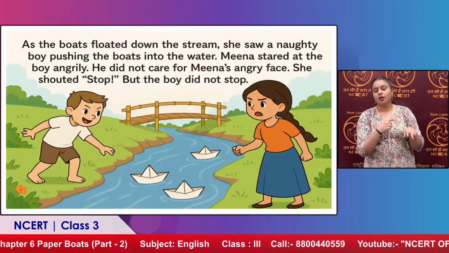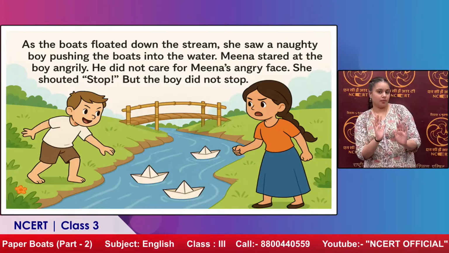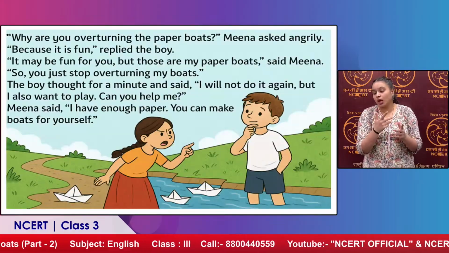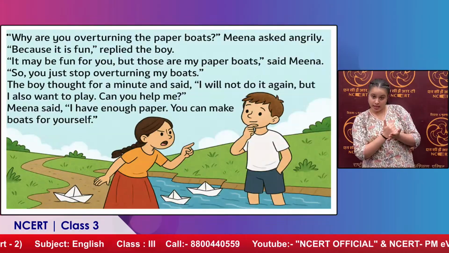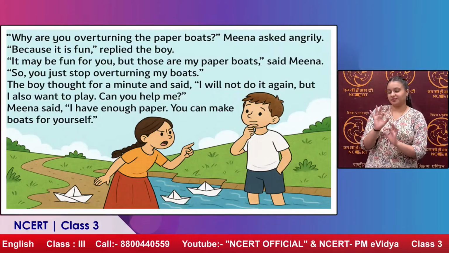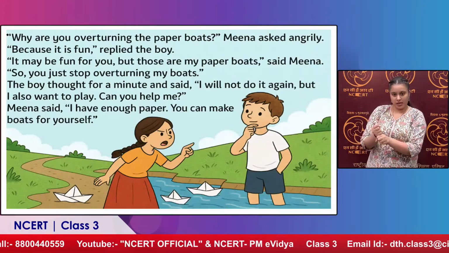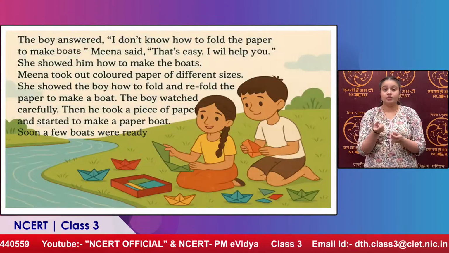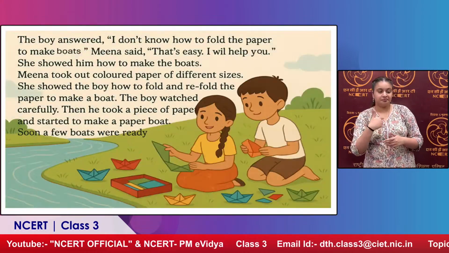Then the boy thought for a minute. And then he replied, okay, I will stop overturning your boat, but what you have to do is you have to help me and let me play with you. So, Meena was a kind girl. She was like, all right, I will help you and I will give you some papers to make paper boats. But what happened next was the boy said that he is unable to make paper boats.